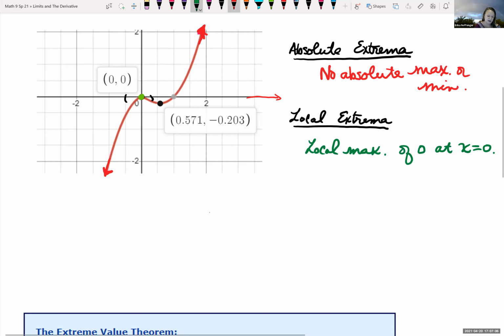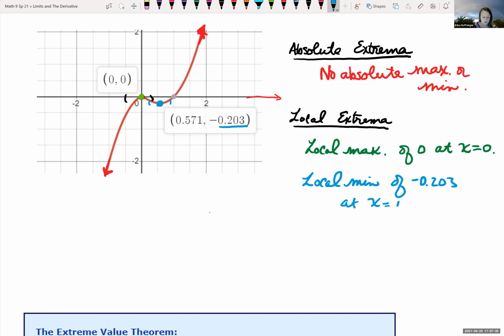Then I noticed that we also have a minimum value. Notice right over here, this is the smallest point, and we can make some interval around it for the y value. So we have a local min. Our y value is negative 0.203, and this is at x equals 0.571.